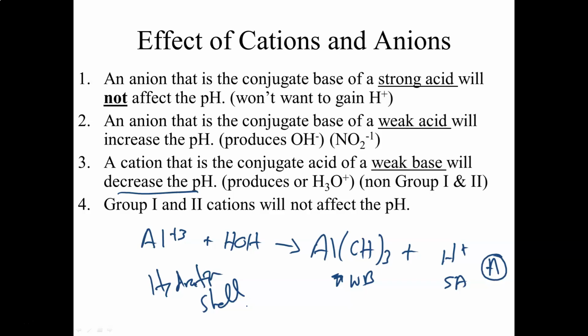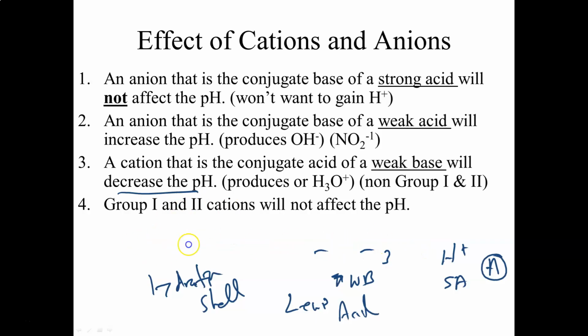That's what I went over on the previous slide. So a cation that's the conjugate acid of a weak base will decrease the pH. Basically, if you have a cation from anything other than group 1 and group 2, it will be acidic. That's a Lewis acid. And then finally, group 1 and 2 cations will not affect the pH. That's the last one on here.